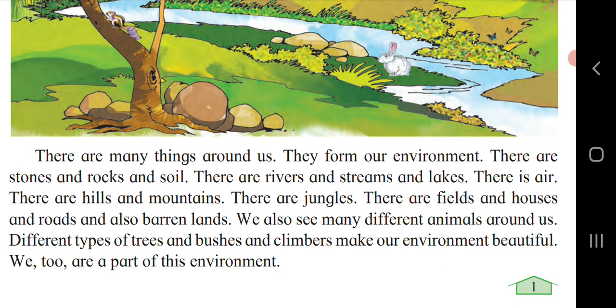There are rivers and streams and lakes. There is air where there are hills and mountains. Yes, surrounding to us there is air, we see different rivers, there are streams and lakes which complete our environment, and also which complete our day-to-day needs. There are jungles, there are fields and houses and roads and also barren lands. We also see many different animals around us, different types of trees and bushes and climbers make our environment beautiful. We too are a part of this environment.